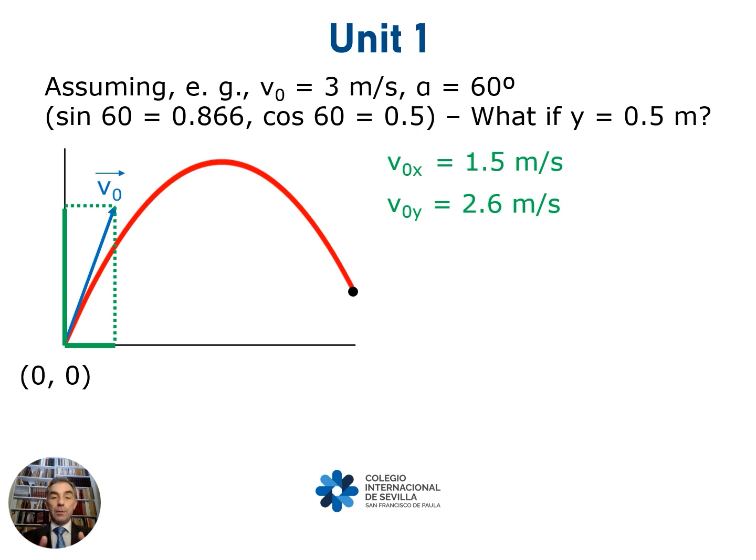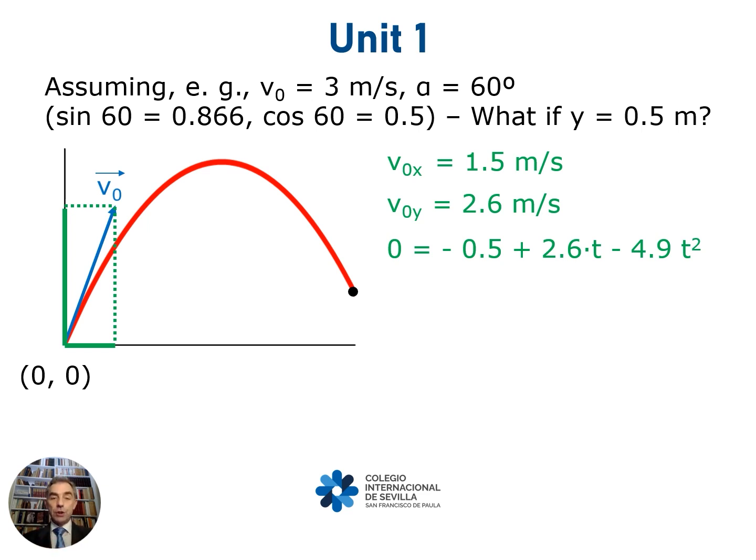The components of the initial speed would be the same, 1.5 meters per second along the x-axis and 2.6 meters per second along the y-axis. And we would replace, instead of the 0.1, the 0.5 meters in the y on the equation. Therefore, the equation would be 0 equals minus 0.5 plus 2.6 times time minus 4.9 times time squared.